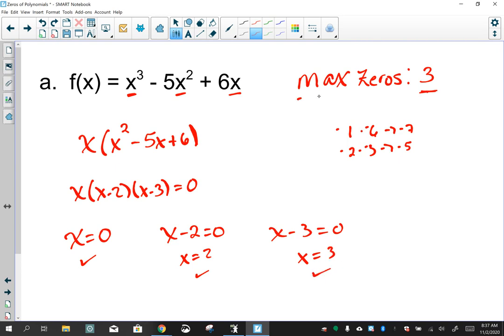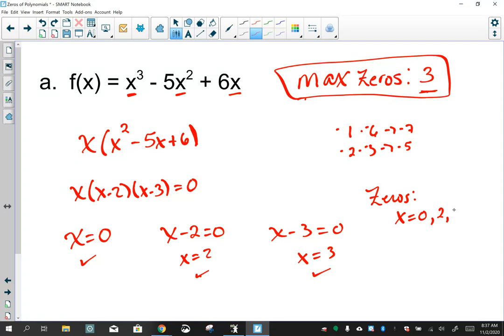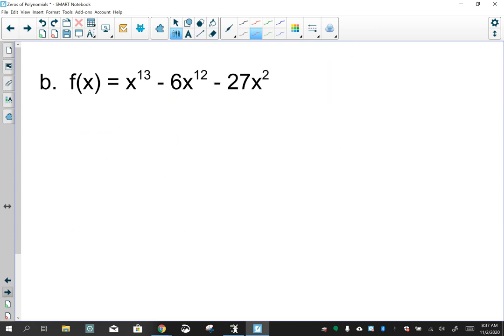So if you notice, our max zeros are going to be 3, and I have 3 different zeros here. So my zeros are when x is equal to 0, 2, and 3. And that is what we are looking for on this, okay? All right, let's try this again. This one's going to be a little bit trickier, okay?